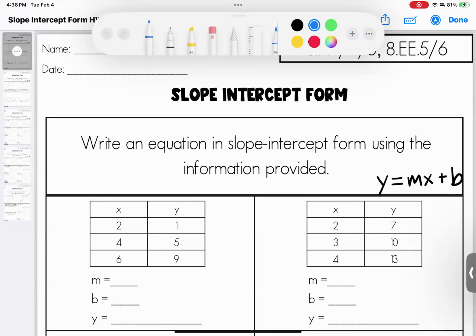All right, loves, let's take a walk through our slope-intercept form. As a couple of reminders, in the classroom you're going to find some notes pages as well as a mini lesson video. Feel free to refer back to that as needed.